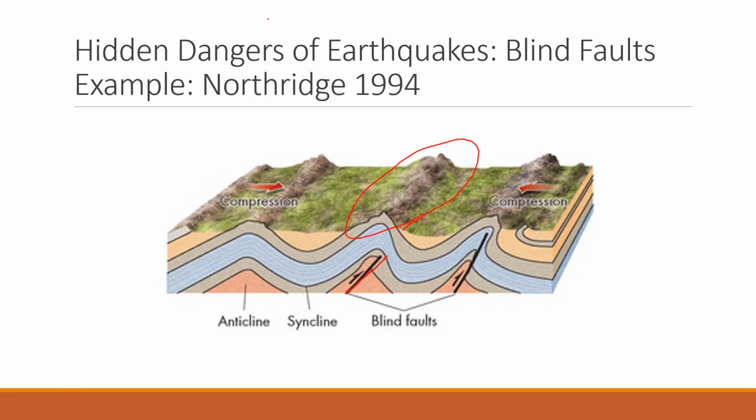Until we had some of these events like Northridge 1994, this relationship wasn't recognized. Now it's recognized, so we're caught off guard less frequently. It's still possible to be caught off guard. And it's called a blind fault because, again, we don't see the actual fault exposed at the surface. So we don't realize that that is a potential hazard area.